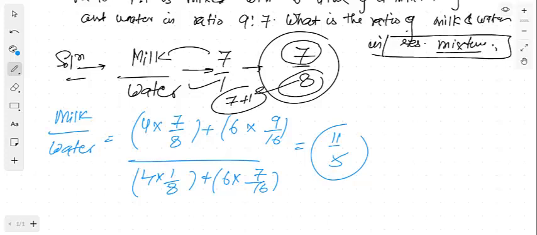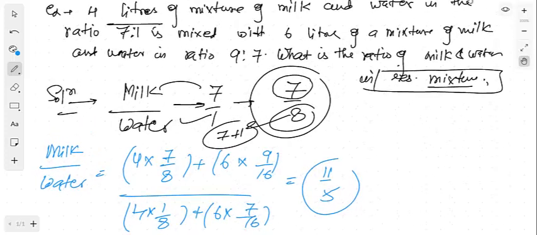This is your answer. Just look at it again. It is given 4 liters of mixture of milk and water. So from 4 liters I have taken the milk, then from the 6 liters of mixture of milk and water, here also I have taken the milk. In that mixture I have taken water, and in this mixture I have taken water also. So this is the combined total ratio of milk and water.